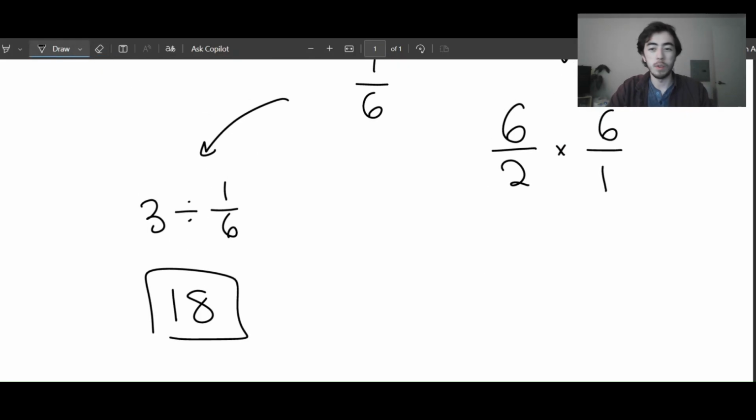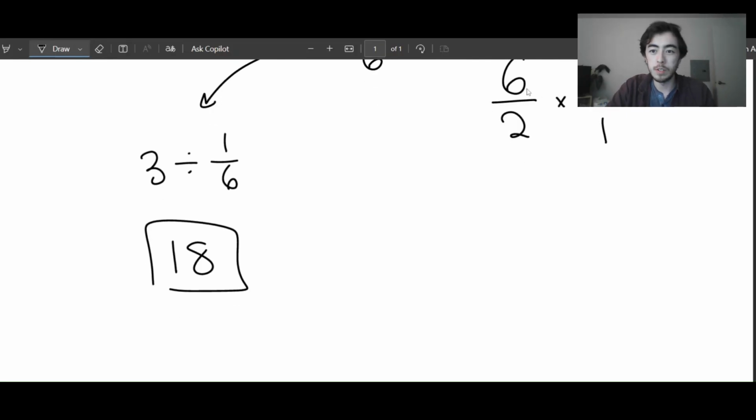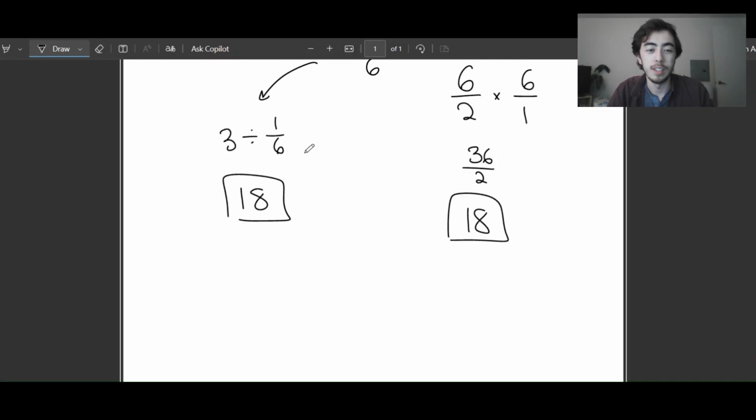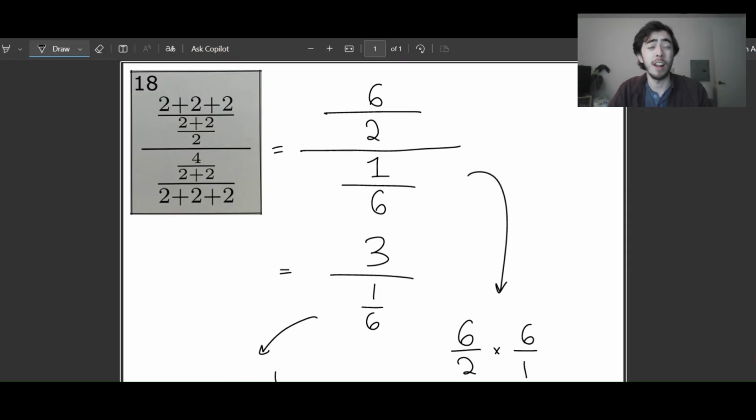And you can see with the fraction multiplication strategy, you can just multiply straight across. We get 36 over 2. And then half of 36 is 18. So however you cut it, however you do it, this mess of numbers, this wacky fraction and fractions, it's just the number 18.